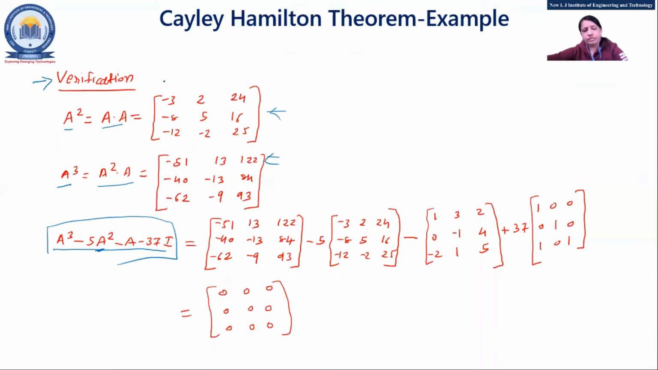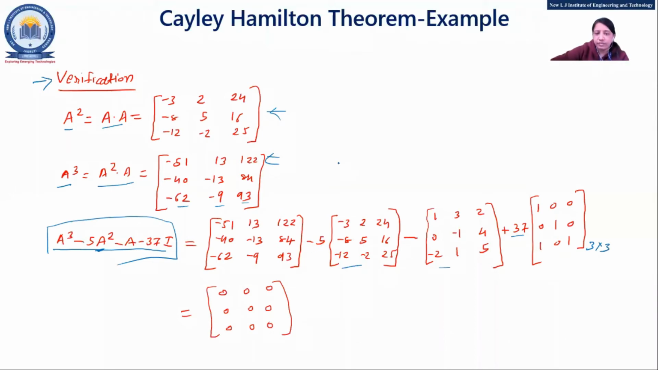This is minus 51, 13, 122, minus 40, minus 13, 84, minus 62, minus 993. Minus 5A square. So minus 5 with the A square. Then minus A and plus 37I. So plus 37 and I, that means the identity matrix of the size A has, that is the 3 cross 3 identity matrix. Fine. Now you need to solve this equation.